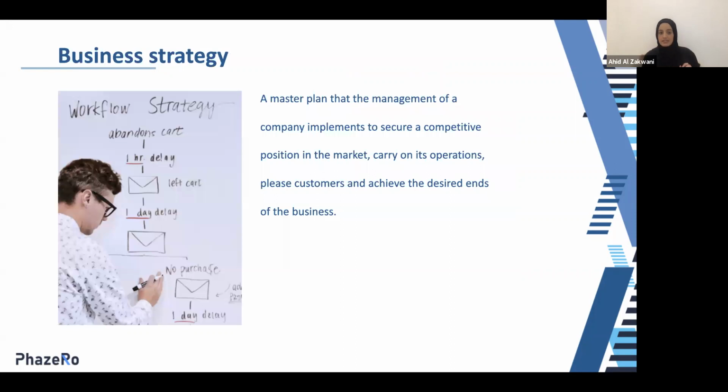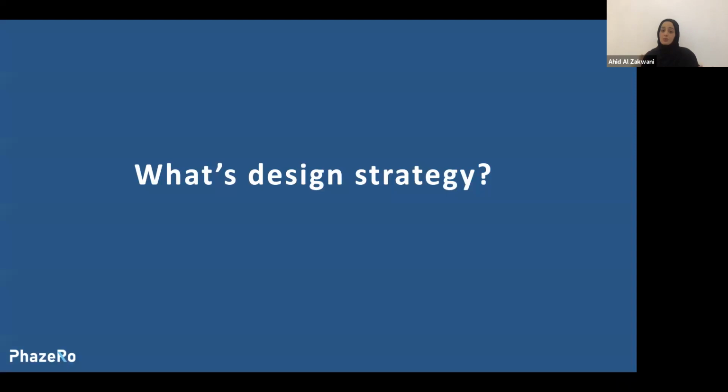Business strategy is a master plan that the management of a company implements to secure a competitive position in the market, carry on its operation, please customers, and achieve the desired ends of the business. So basically, it's just a plan with a set of goals that you'd like to achieve in order to please your customers or even your employees. So we already know what design thinking is, we know what business strategy is, but what is then design strategy? Design strategy is basically using design thinking in order to accomplish business goals, like Joe Gebbia and his flatmate did. This is what is called design strategy.